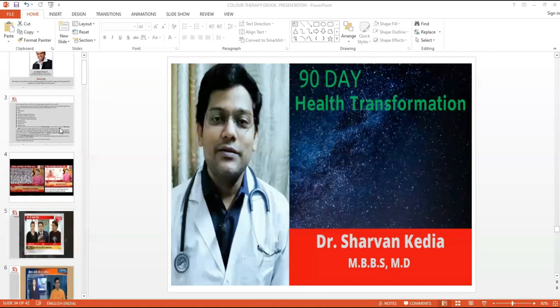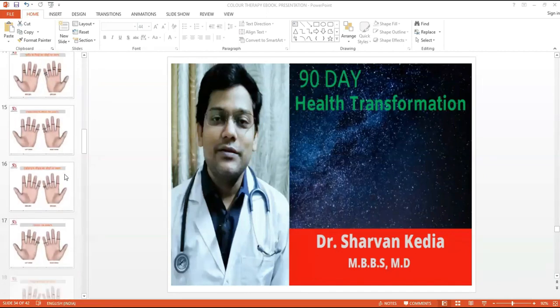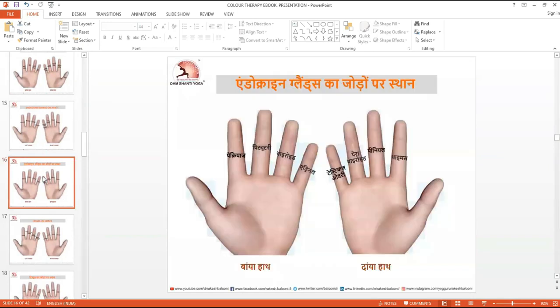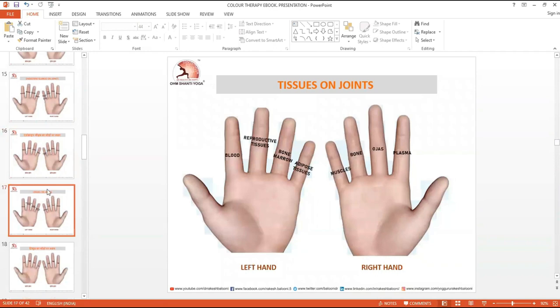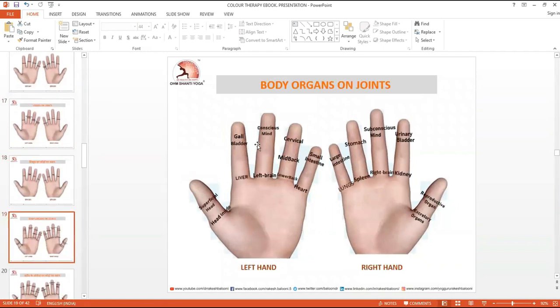आपको can you see this screen? Yes, we can see. Okay, let me go back to the chart. That's called the holoendocrine system. Okay, now can you see this chart? This is called body organs. And on the left hand, this finger, which is the ring finger, covers the lower back, middle back, and cervical.